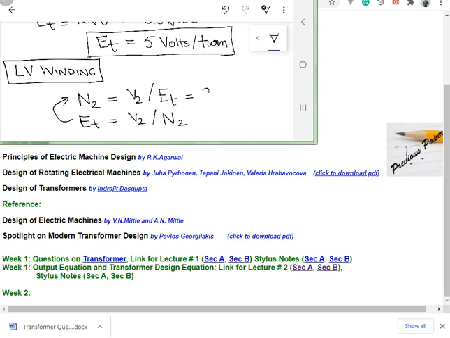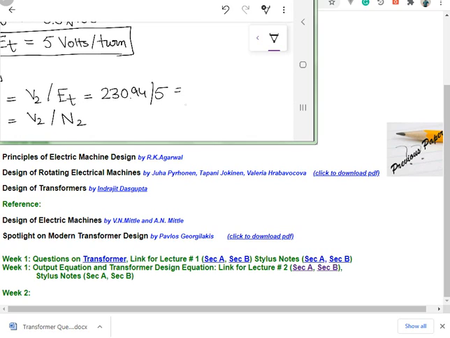So V2 is 230.94 divided by 5. What is the value? Exactly 46 point, get the decimal places, please. This is a design course. Please go up to at least 2 or 3 significant digits. Do not miss. 46.188 turns. Now, this is turns. You cannot have a fractional number of turns.